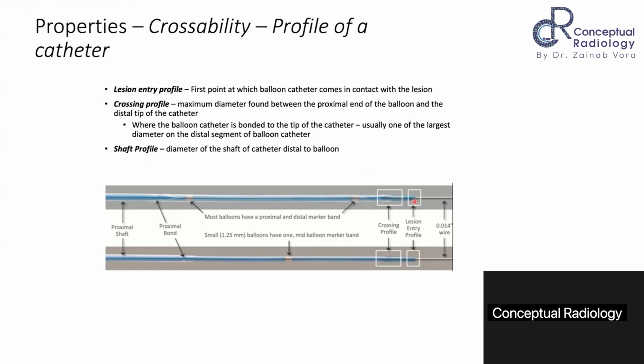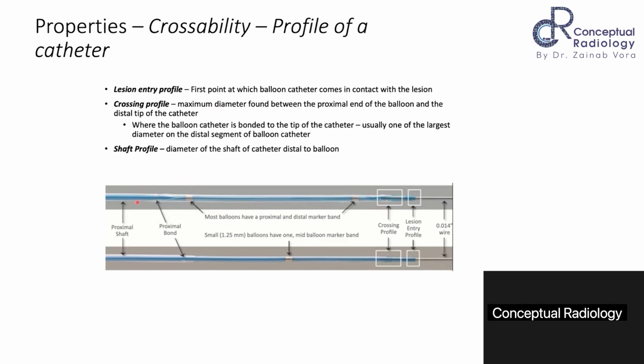So this is where it will enter. The balloon actually starts from here and this is the actual place from where it will take its full diameter. So here also this is the crossing profile when the actual balloon starts. This is the lesion entry profile for the catheter. So these profiles, the thinner they are, the smoother they are, the better will be the crossability of the lumen.